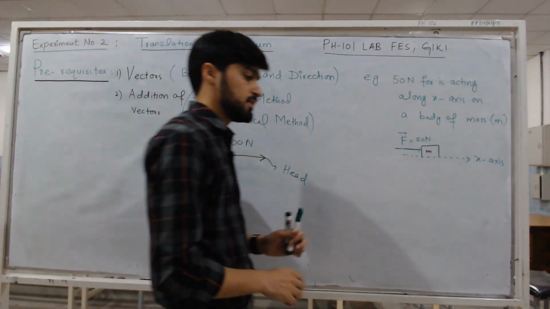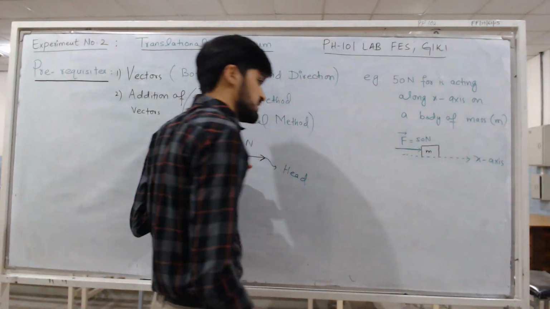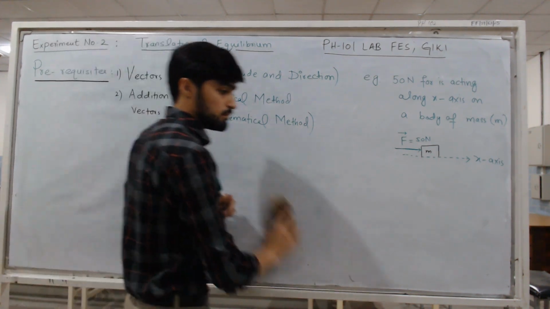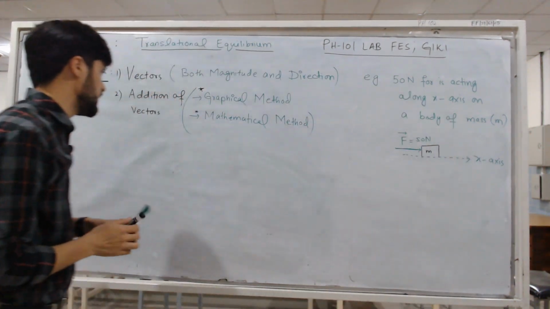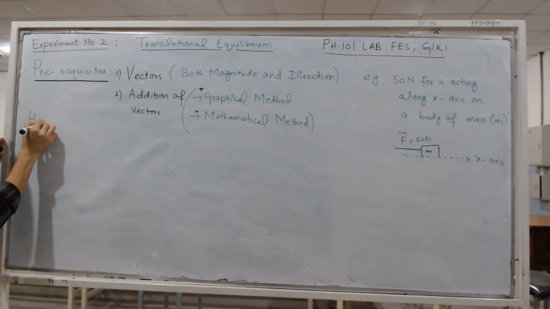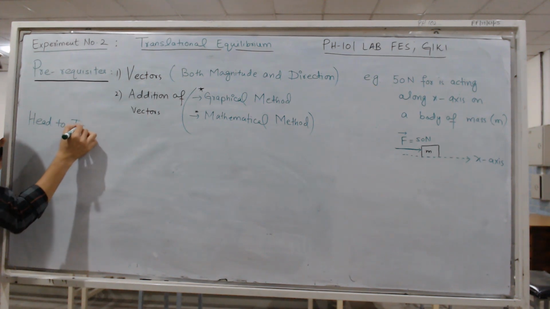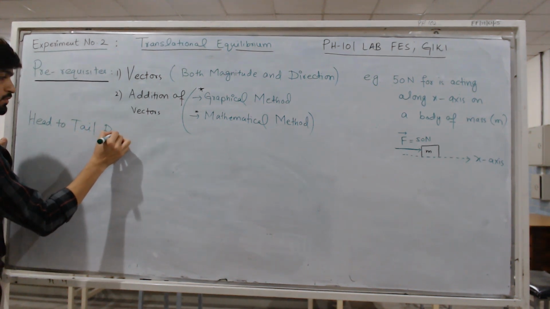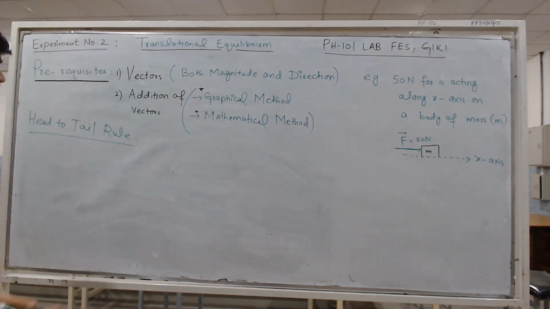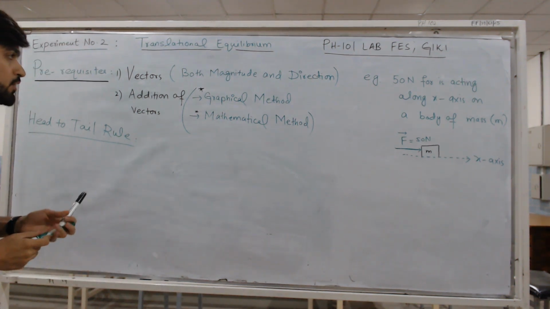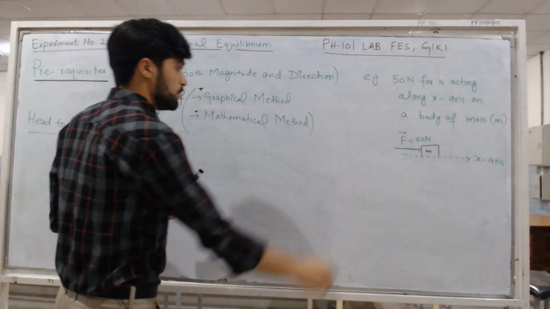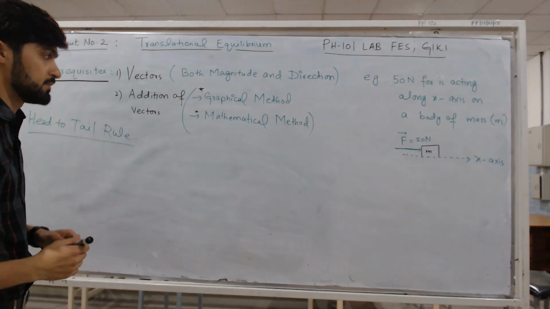So how to add vectors graphically? This is the representation of a vector graphically, and how to add them graphically? We must know about the head to tail rule. So there is a rule known as the head to tail rule. The head to tail rule is used to add or subtract vectors. How to use the head to tail rule? Let me give you a very simple example of how to use the graphical method to add vectors.